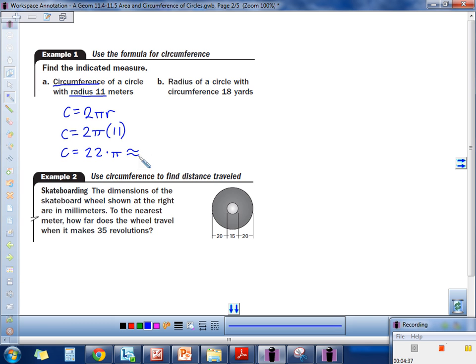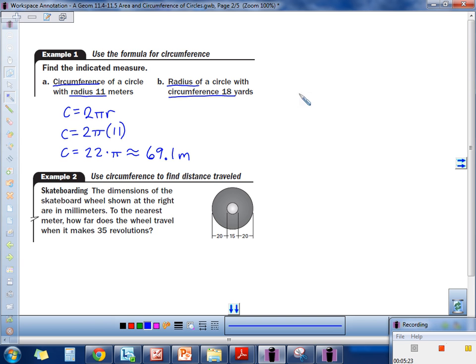Now note, I did not use 3.14 for pi. We have good scientific calculators. We actually use the pi button. So type that in and tell me what you get. So for our final answer, we get 69.1, and we have to have units on this answer. What should our units be? Just plain old meters. When would we put meters squared for area? And when would we put meters cubed? Volume. Good job.